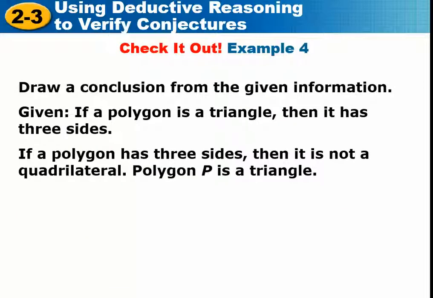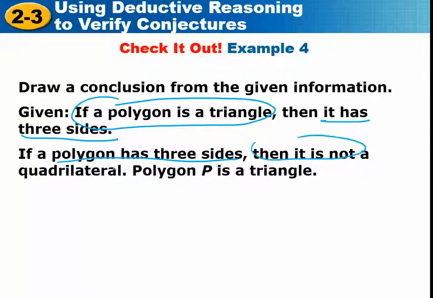Okay, this one says, this is law of syllogism again, I bet. If a polygon is a triangle, then it has three sides. If a polygon has three sides, then it's not a quadrilateral. And then they also tell us that polygon P is a triangle. So because the conclusion of the first matches the hypothesis of the second, we can basically jump over it and say if a polygon is a triangle, then it is not a quadrilateral. Now we're also given that polygon P is a triangle, so that's the hypothesis. The hypothesis is true, so we can jump over and we've got the quadrilateral then.